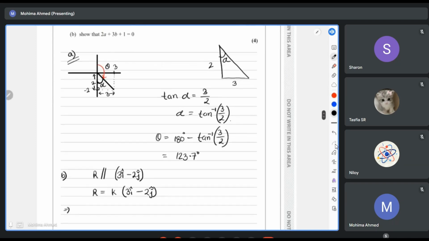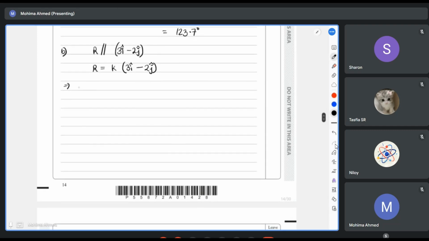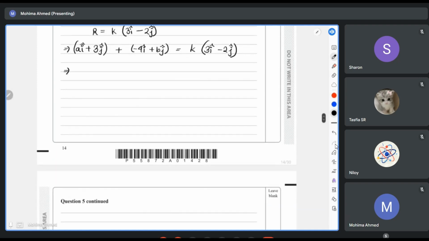F1 was A, 3 and F2 was minus 4, B. So Ai plus 3j plus minus 4i plus Bj is equal to k(3i minus 2j). Always remember to put arrows in front of i, j for directions, but don't provide arrows for the alphabets. For A and B, I'm not going to provide arrows. I'm just going to provide arrows for the directions, for the axis indications. Now we can connect the i and A together, and j together.